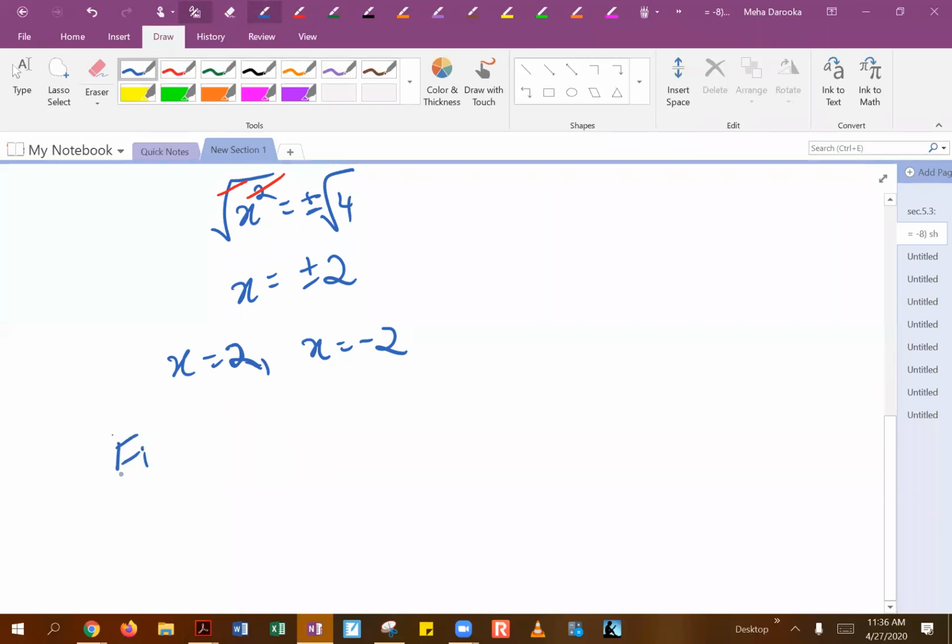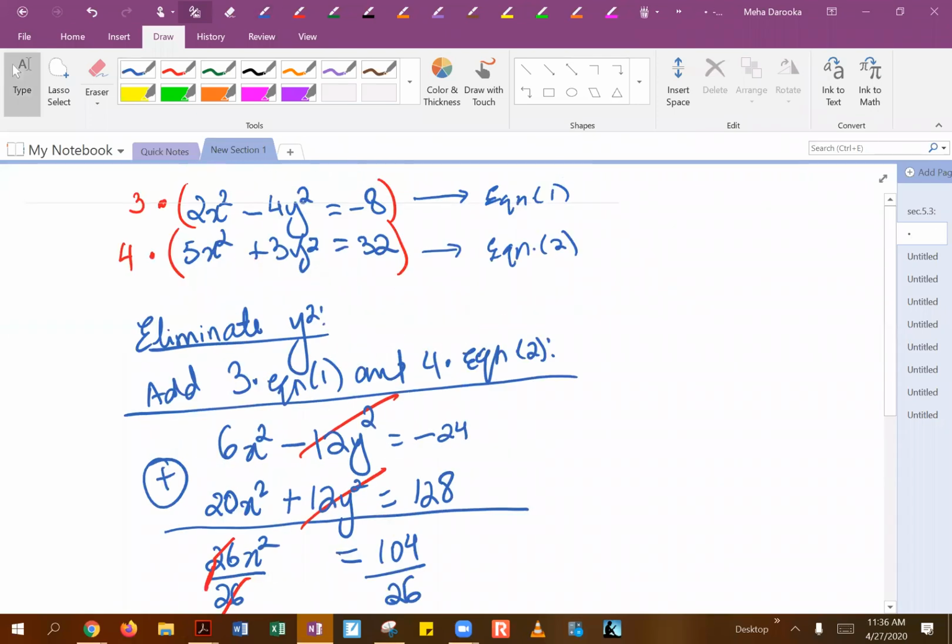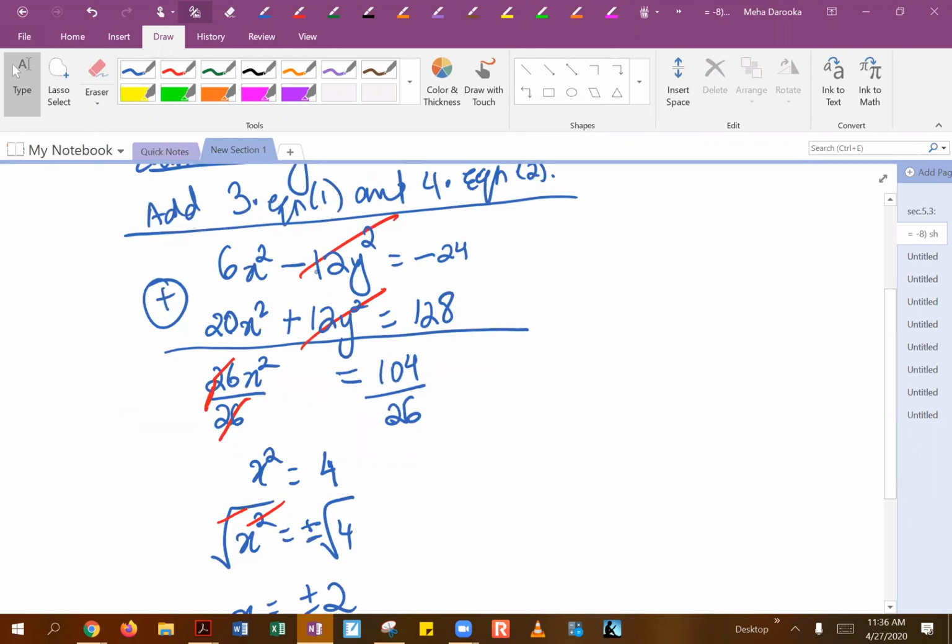Okay, there we go. Find y. Now to find y, which equation do you guys want to use? First one, second one? Let's use the first one. First one, okay. 2x squared minus 4y squared equals negative 8.